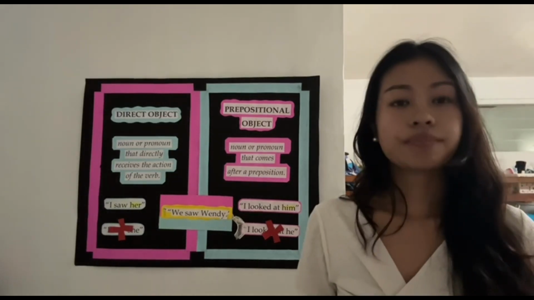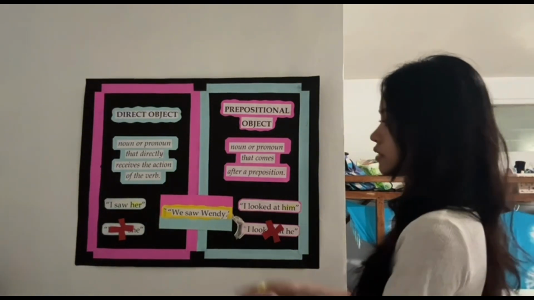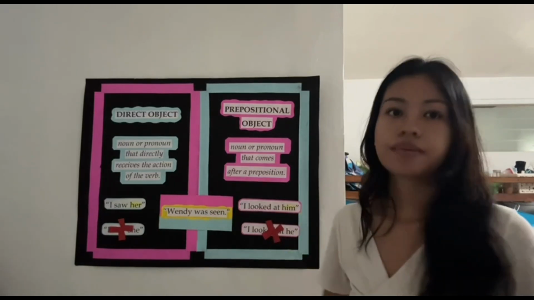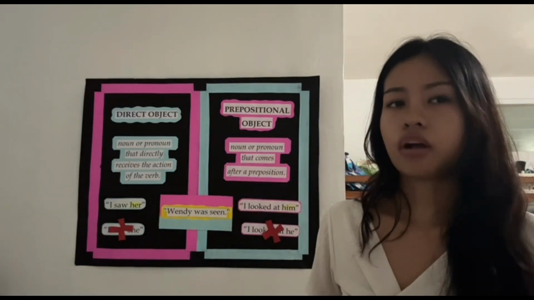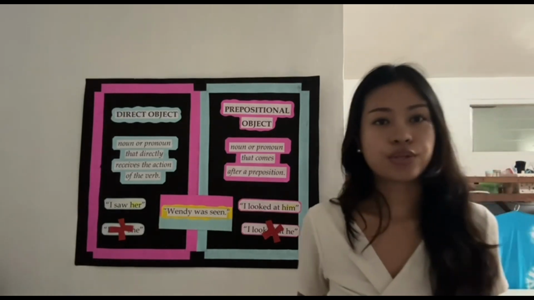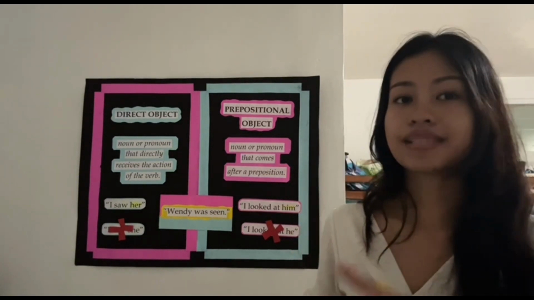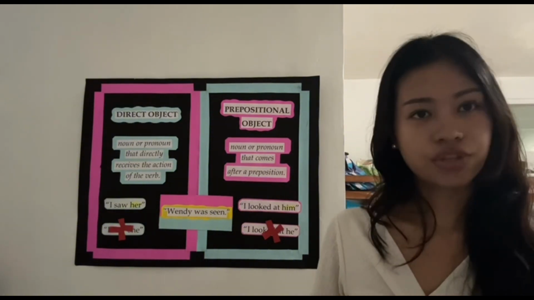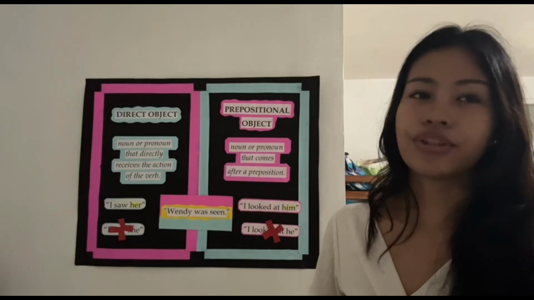A direct object can become the subject of a passive sentence. For example, the sentence, we saw Wendy becomes, Wendy was seen. However, prepositional objects only sometimes move, and not all of them can become subjects in passive constructions. Now, to summarize, both direct objects and prepositional objects receive the action in a sentence and use the accusative case in pronouns. However, direct objects are directly affected by the verb, while prepositional objects are connected through a preposition.